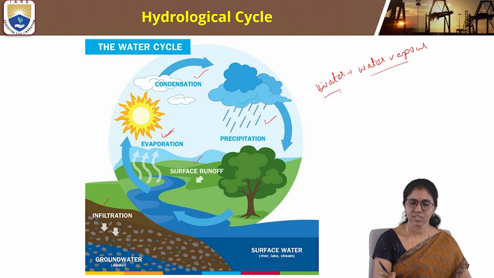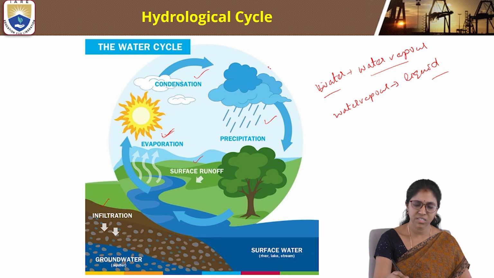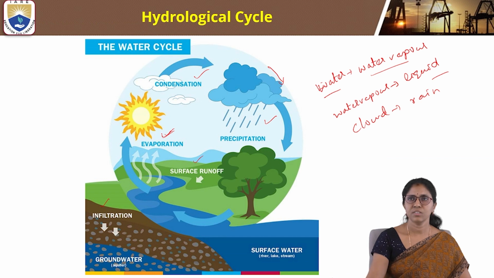Second is condensation. Water vapor is converted back into liquid, in the form of cloud or dew. After that, in the precipitation process, the liquid in the cloud is converted into rain or snow and comes back to the earth's surface. These are then absorbed by the plants or trees.